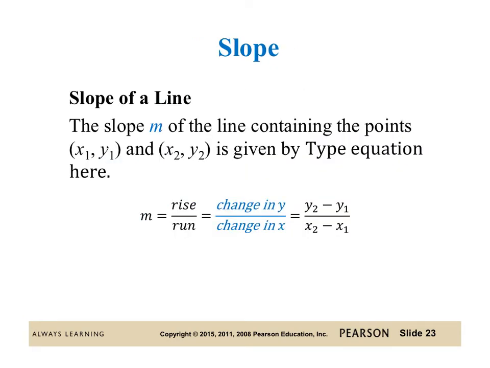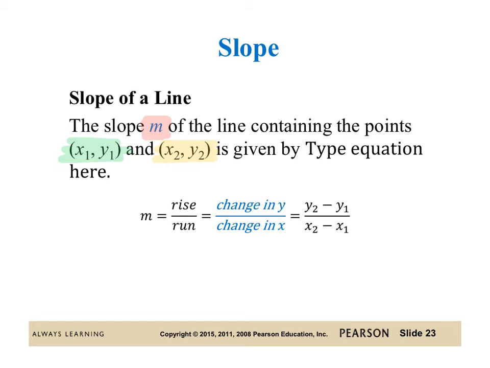Now we're going to shift gears a little bit, and we're going to talk about the slope of a line. So the slope of a line, which we usually indicate as m, contains 2 points. The first one we'll call x1, y1. And the second one we will call x2, y2, indicating that it just comes second.